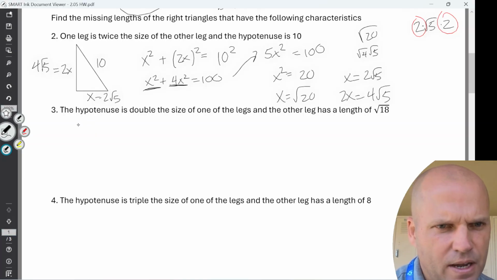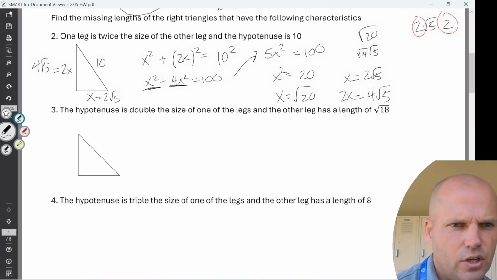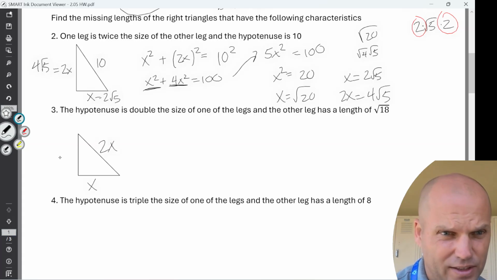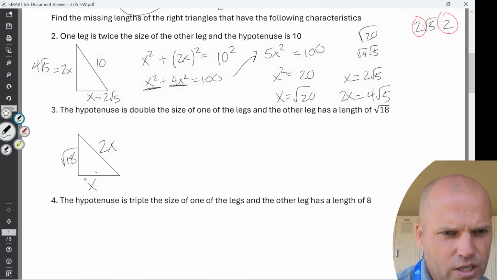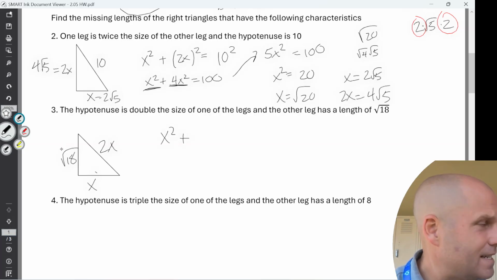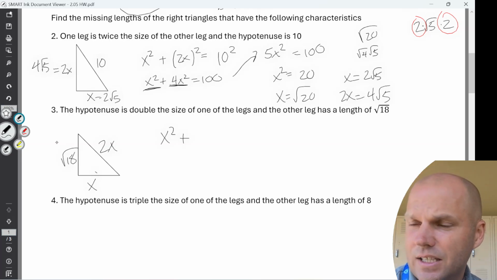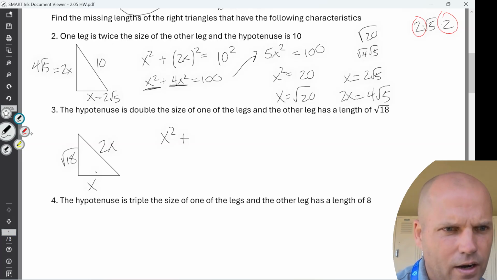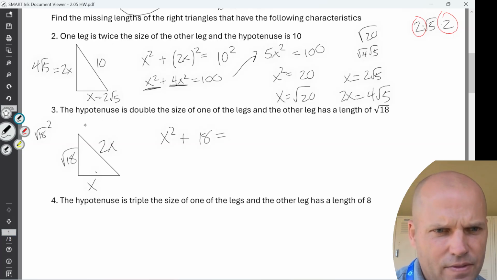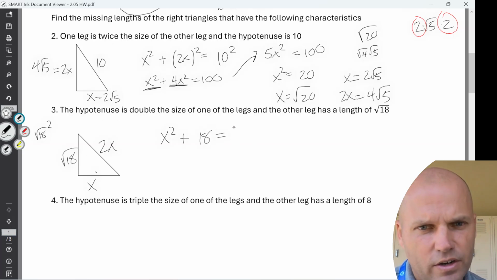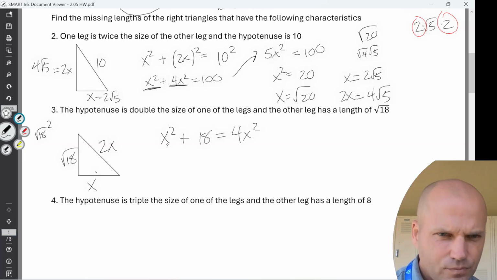Cool. Question number 3. The hypotenuse is double the size of one of the legs. So one of the legs must be x. The hypotenuse must be 2x. The other leg has a length of root 18. Very interesting. Okay, if we set up the Pythagorean theorem, we have the missing leg x squared plus the other leg root 18 squared. That's root 18 times root 18. Root 18 squared, square roots undo squares, is just 18. And then 2x times 2x, or 2x squared, is 4x squared.